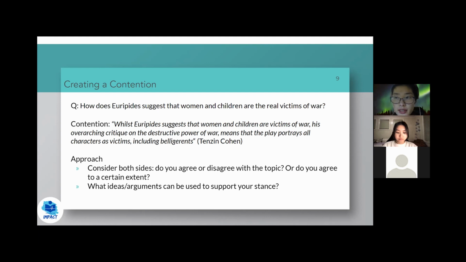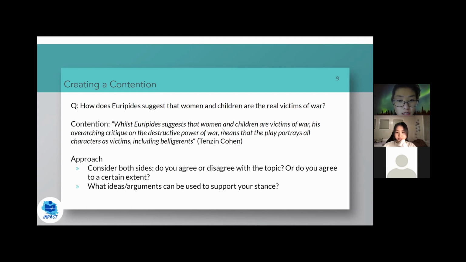Breaking that contention down, we can see that it's considering both sides of the essay topic. You want to really avoid just completely agreeing with what they're saying. You would want to structure it like, an example is agree, agree, disagree. In that way, you're agreeing to an extent to make your contention more complex.